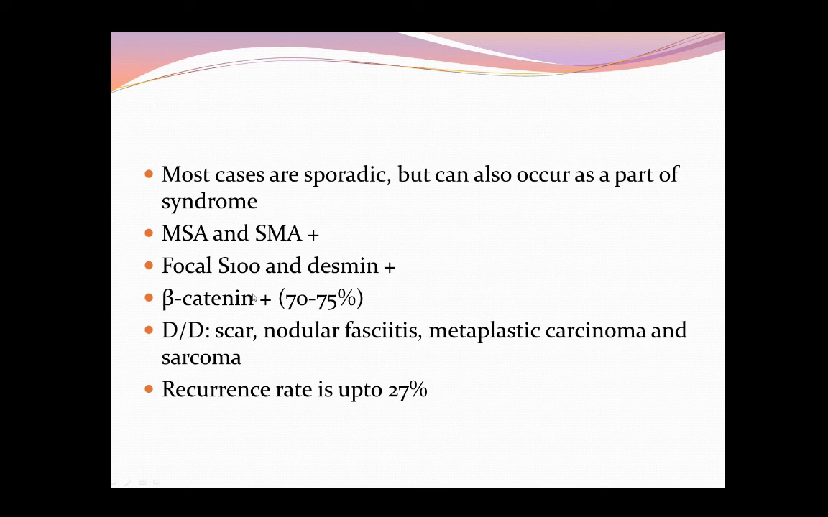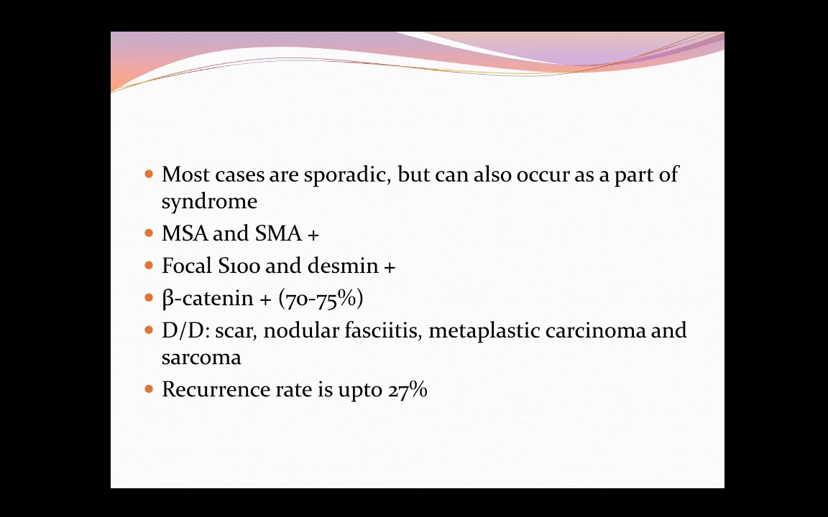So all of these lesions have an immunohistochemical pitfall. Beta-catenin can be positive in solitary fibrous tumor of the breast. There are also some studies that show beta-catenin positivity in the stromal cells of phyllodes and metaplastic carcinoma. But unlike fibromatosis, the staining is focal, and it's weak to moderate.